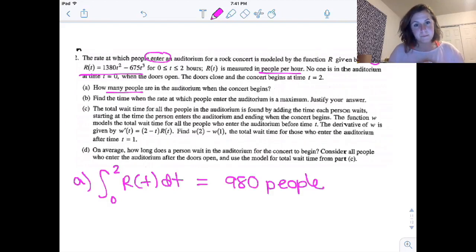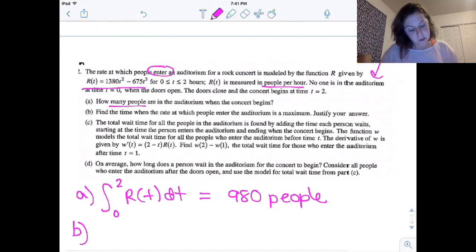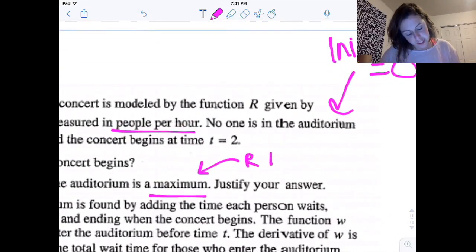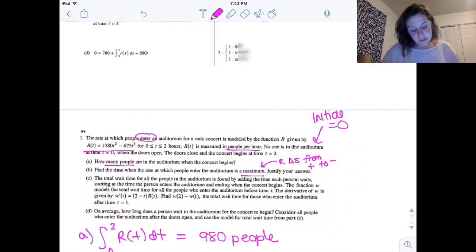Okay, part B says, find a time when the rate people enter the auditorium is at a maximum. Justify your answer. And for part B, I would encourage you to look on your calculator. So I want to know when it's a maximum. I'm going to look for when R changes from positive to negative, because that's where maximums happen. So when will it be at a maximum?